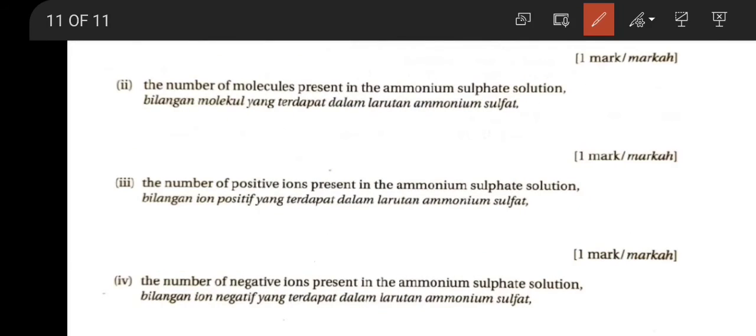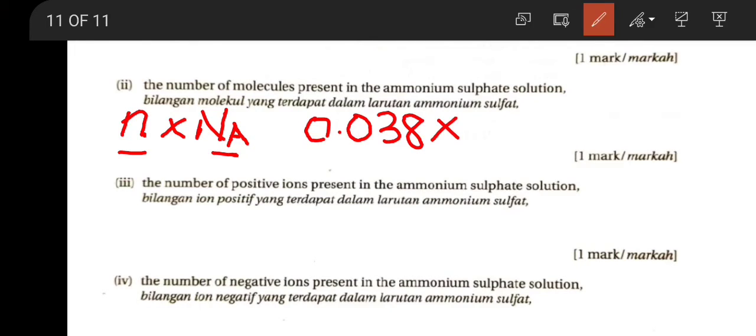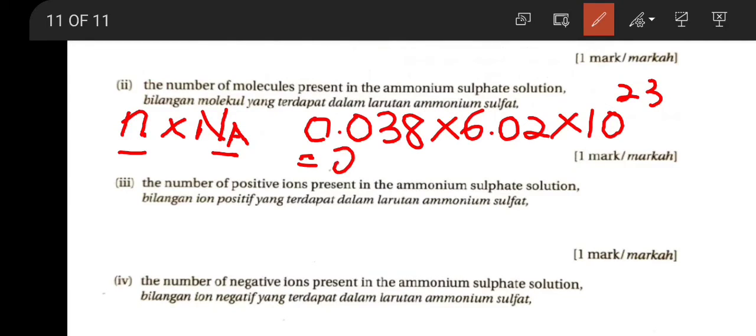Number 2, calculate the number of molecule present in ammonium sulfate solution. We want to find the number of molecule. What is the formula to find the number of molecule? So the number of mole, you times with the Avogadro constant. So what is the number of mole in question number 1? 0.038 mole. You times with Avogadro constant 6.02 times 10 to the power of 23. We will get the number of molecule. So what is the number of molecule? So the number of molecule is 2.29 times 10 to the power of 22 molecules. Okay, so this is the answer.